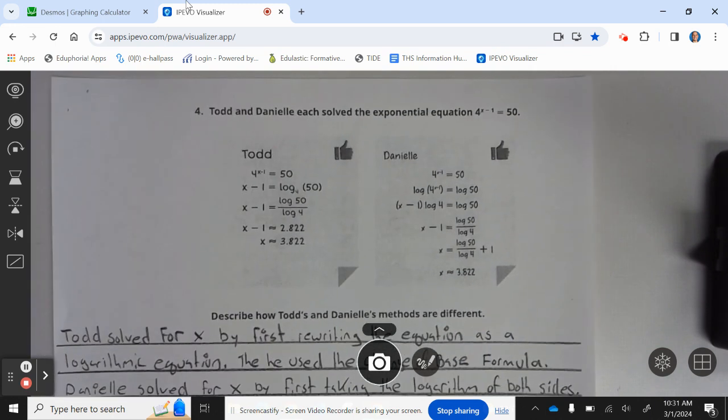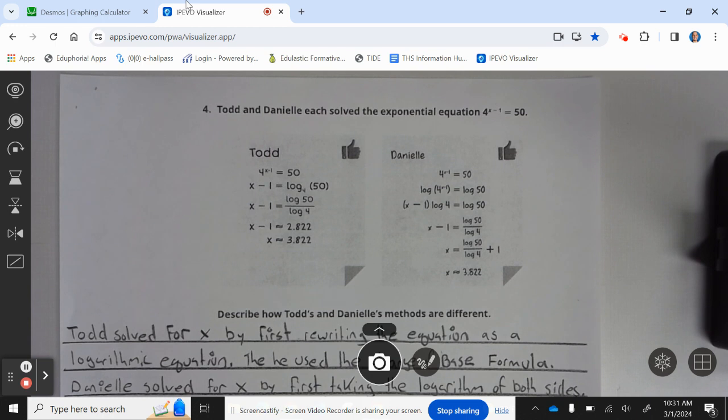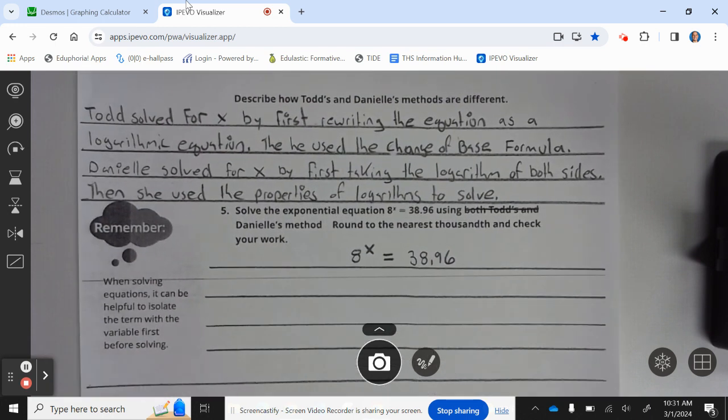Number 4. Todd and Danielle each solved the exponential equation 4 to the x minus 1 equals 50. All right, go ahead and look over at Todd and Danielle's work. Describe how Todd's and Danielle's methods are different. Todd solved for x by first rewriting the equation as a logarithmic equation. Then he used the change of base formula. Danielle solved for x by first taking the logarithm of both sides. Then she used the properties of logarithms to solve.